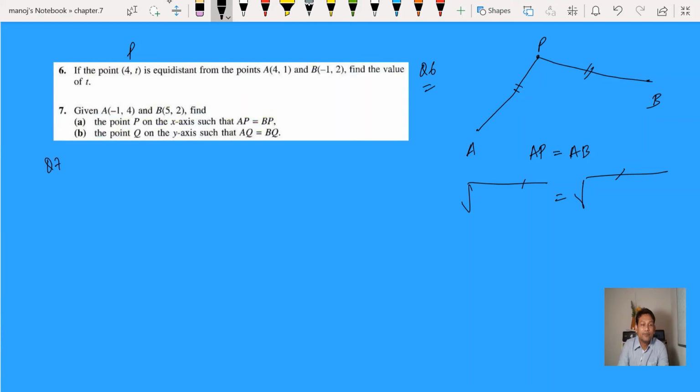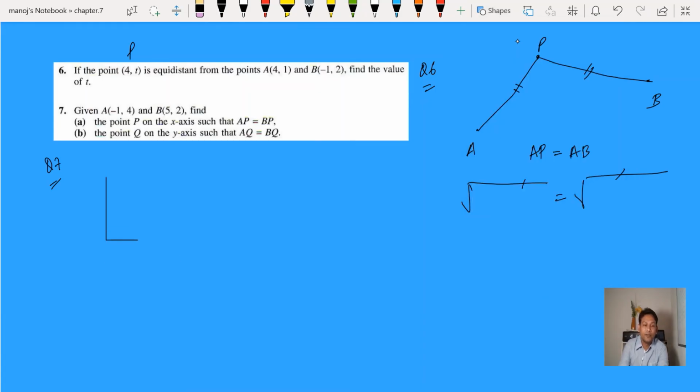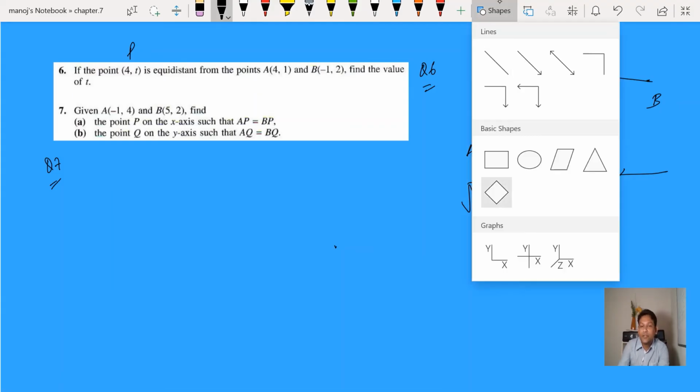Question number 7. In question number 7, given that A, B both are given, find the t on the x-axis such that, okay, in this situation, when we're talking about the x-axis, I just want to draw it, I'm just giving you an idea. A is about, okay, I can use this.